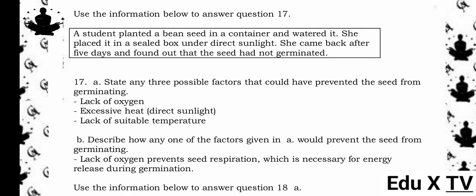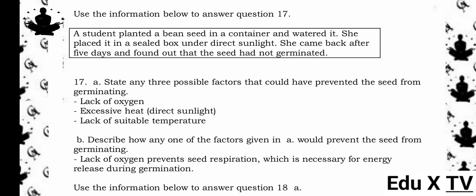A student planted a bean seed in a container and watered it. She placed it in a sealed box under direct sunlight. She came back after 5 days and found out that the seed had not germinated. 17. A. State any 3 possible factors that could have prevented the seed from germinating. Lack of oxygen, excessive heat, direct sunlight, lack of suitable temperature.